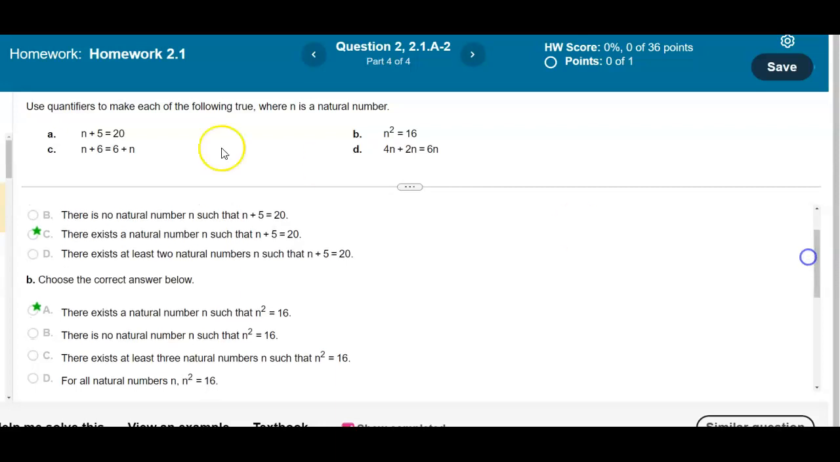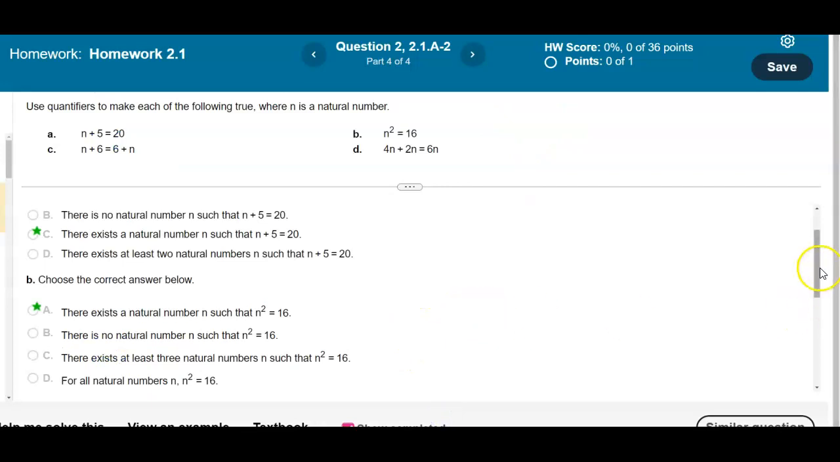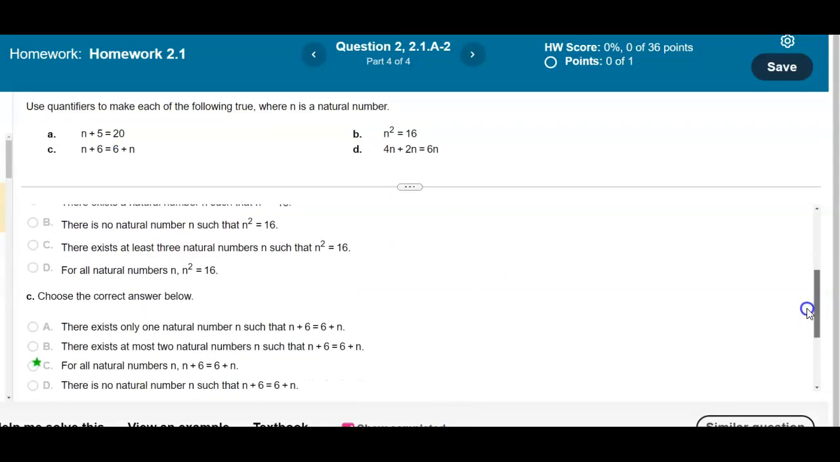Okay, now let's take a look at the next one. n plus 6 equals 6 plus n. If we subtract 6 from both sides, then we get a true statement where n is equal to n. That means we can choose any value for n and it's going to equal the same thing. And that would always make it true. And so therefore, we would say the following. We would say that for all natural numbers, n plus 6 equals 6 plus n.